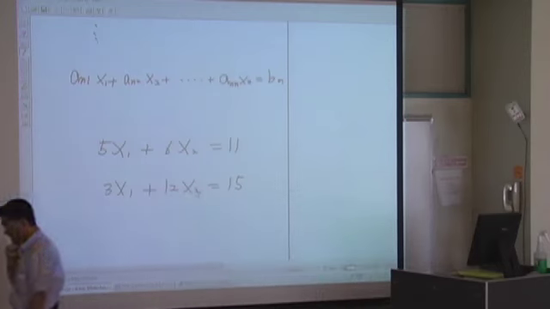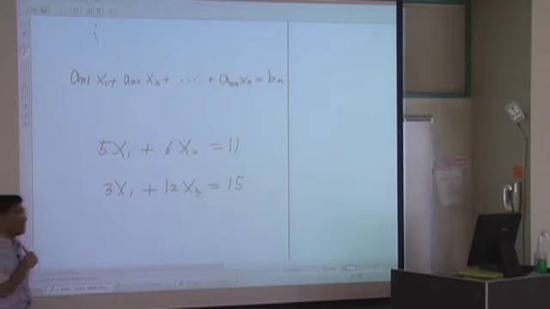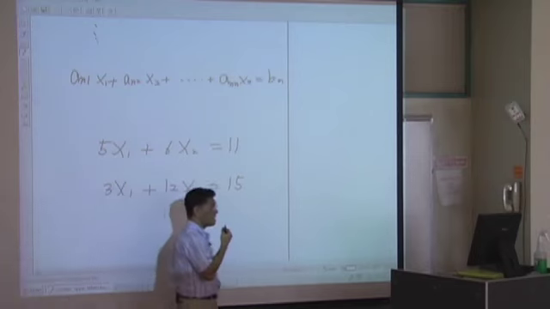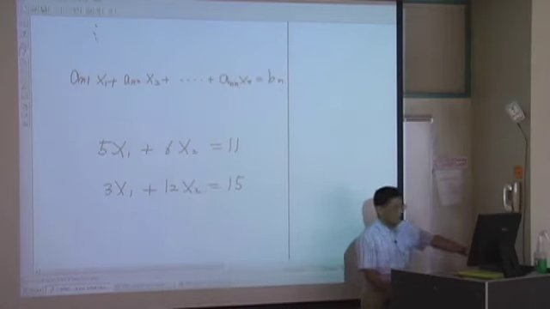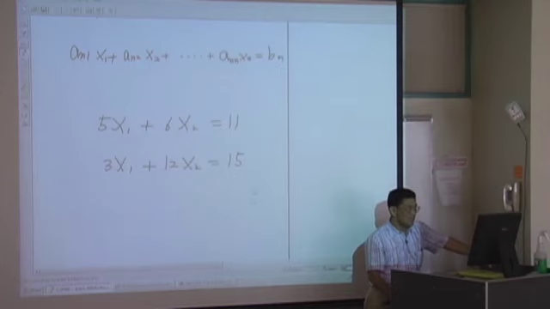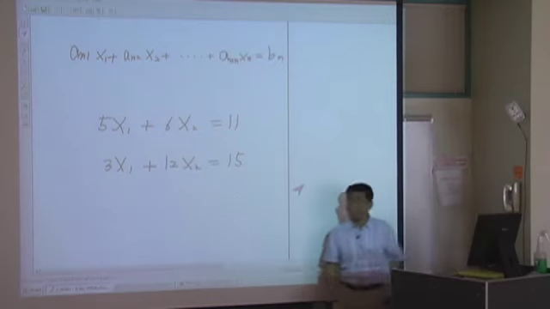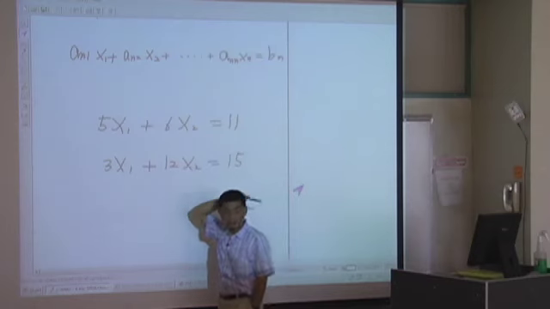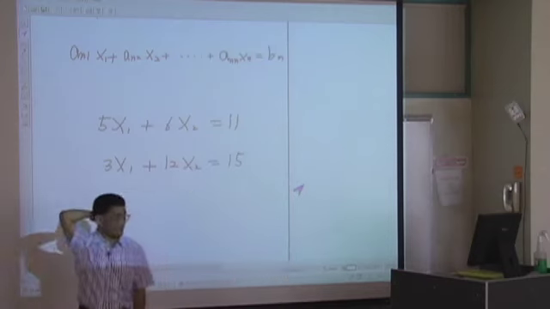Then how to do it? How to do it is a question. And the idea that I want to explain is this one. We want to eliminate this one. How? We multiply the top one by 2 and subtract. If we multiply the top one, then it is 10x1 plus 12x2 equals 22. If we subtract, then 10 minus 3 is 7, and 22 minus 15 is 7. So x1 is 1. And then afterwards, you can get x2. This is the algebra that you learned in maybe high school or middle school.